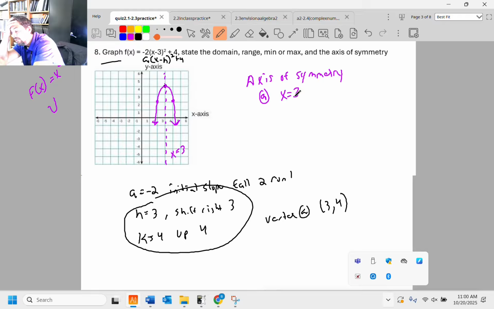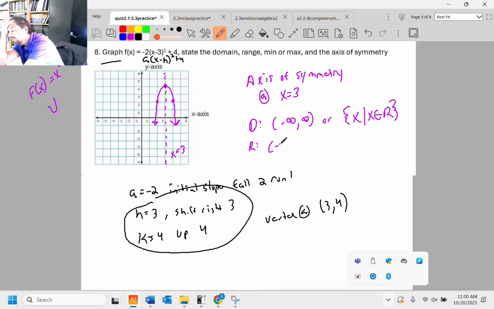What else do we need? We need the domain. Now, every parabola we've ever graphed in here has run left forever and run right forever. It's always been negative infinity to infinity. Or if you like set builder, all values of x such that x is an element of the real. Your range, the low y value is down here at negative infinity, and on either side of the parabola, it rises to a high y value of 4, with a bracket, because that's a solid dot.